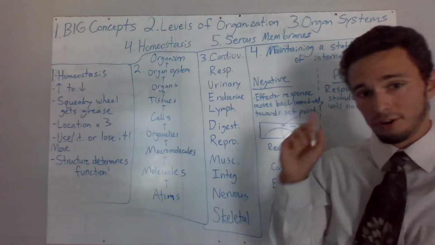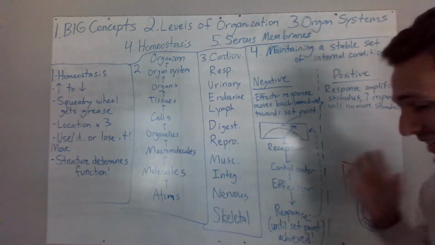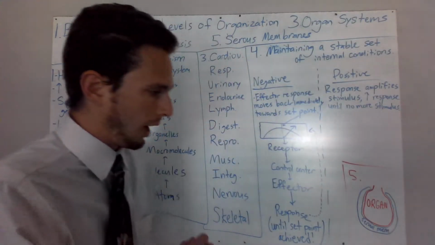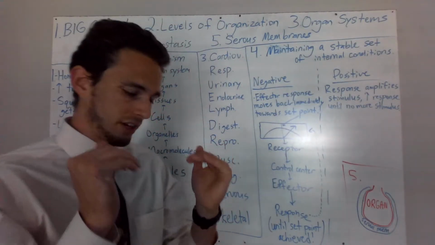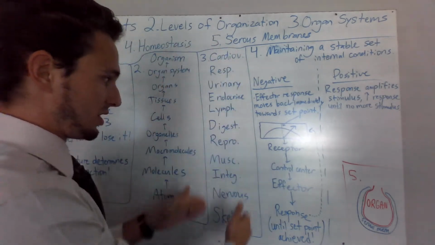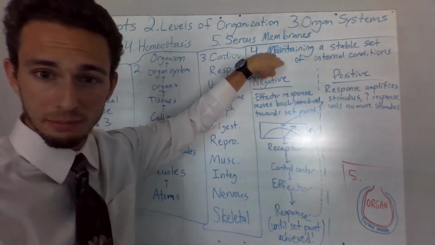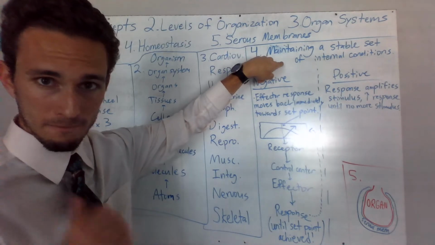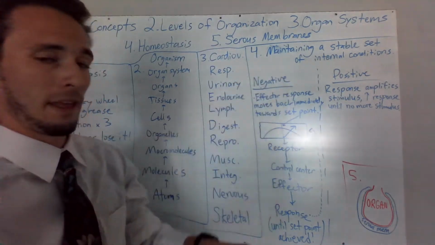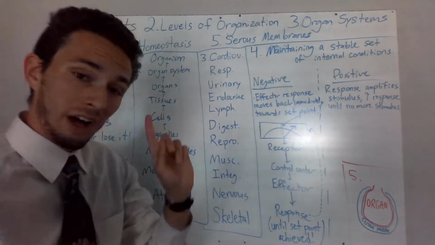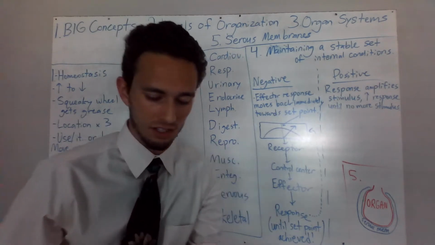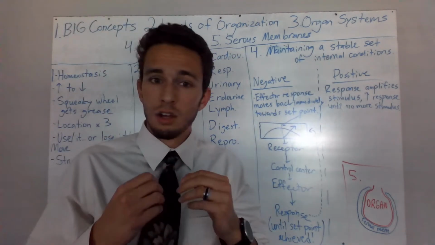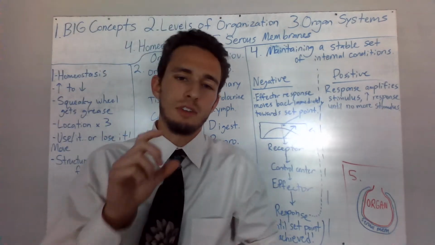Moving on further to homeostasis, probably the biggest topic that I went through this week was maintaining that stable set of internal conditions. Remember, all of these systems exist to maintain that stable set of internal conditions, okay? Homeostasis, super important. There's two ways we can do this. One is through a negative feedback mechanism. So let me give you an example. Say, let me actually give you a metaphor first.